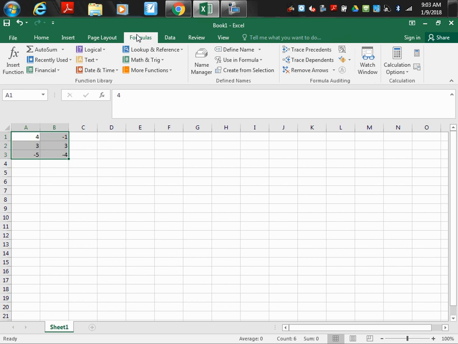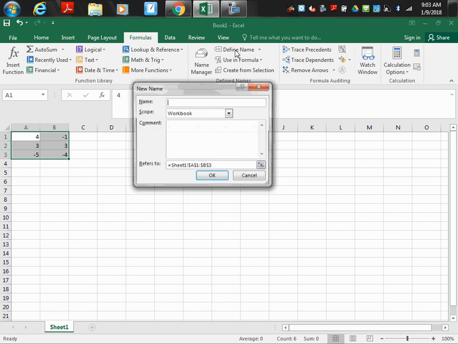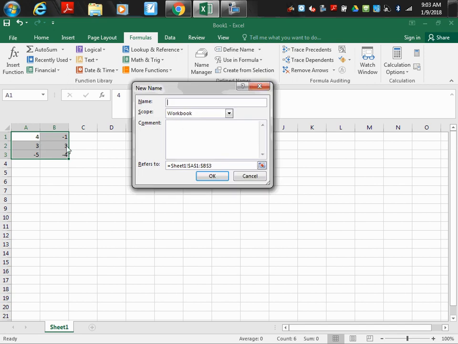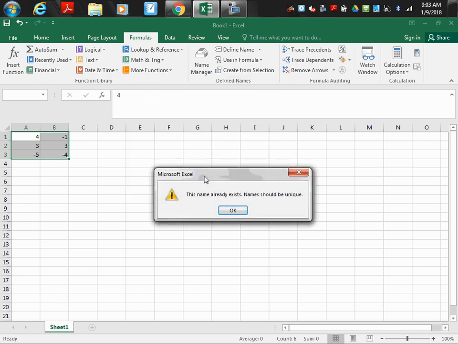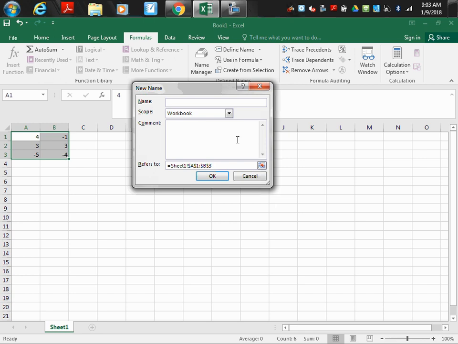Click Formulas and Define Name. So this whole set, these 6 cells, are all going to be together as one item. All right, so I'm going to name that Array A. Okay, I've already used that one. Array B.